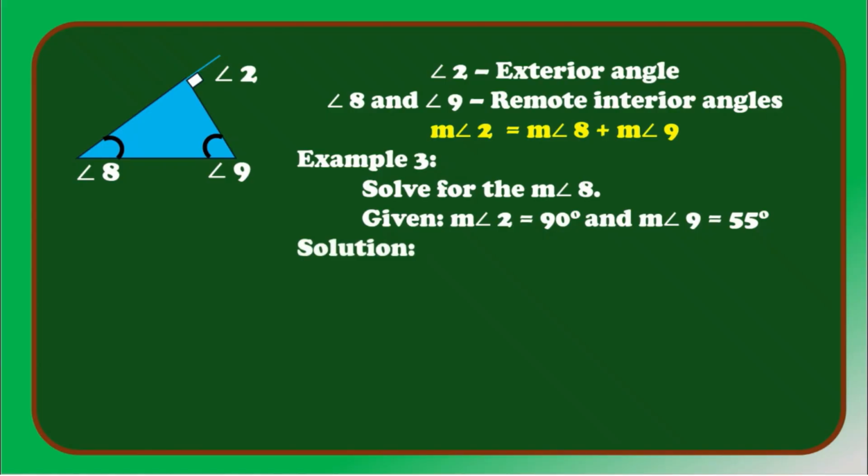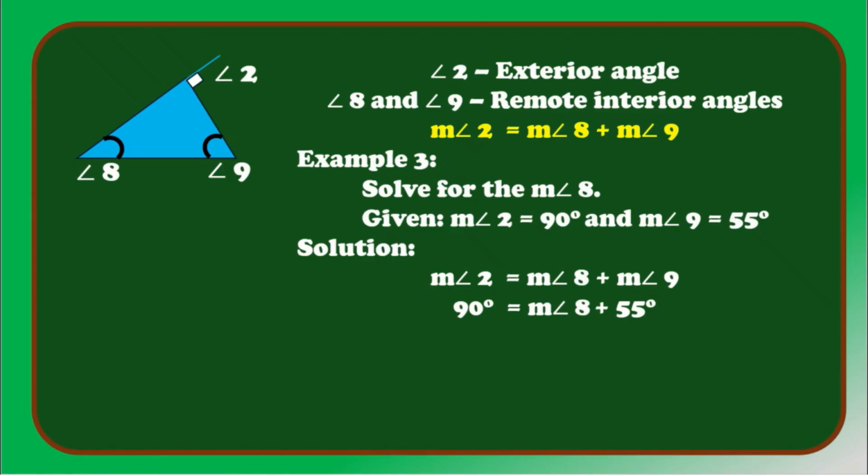Let's have the solution. We're going to put first the equation that represents our theorem. Next, let's proceed to substitution. In this case, we already have our exterior angle, that is the measurement of angle 2, which is equal to 90 degrees. So we're going to substitute there. Then equals the measurement of angle 8, which is the missing measurement. So we're going to put the measure of angle 8. Then plus the measure of angle 9, which is the 55 degrees angle.